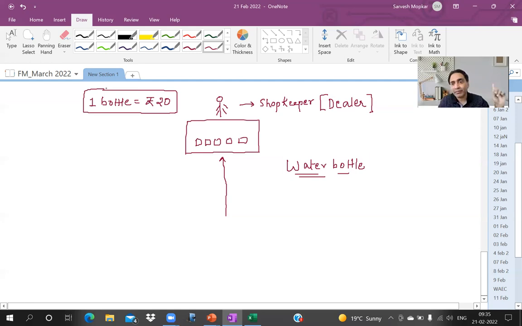Elsa, ma'am, this is the price you'll have to pay me. One bottle, rupees 20. So now, this particular thing, one bottle is equal to 20, is called a quotation. What is it called? Quotation. Remember these words. Okay, these terms are important. So Elsa pays 20 rupees to the shopkeeper, and the shopkeeper gives one bottle to Elsa.